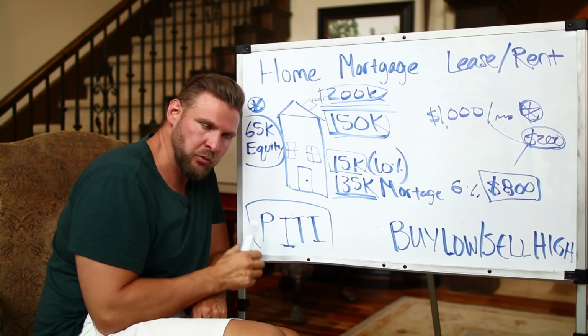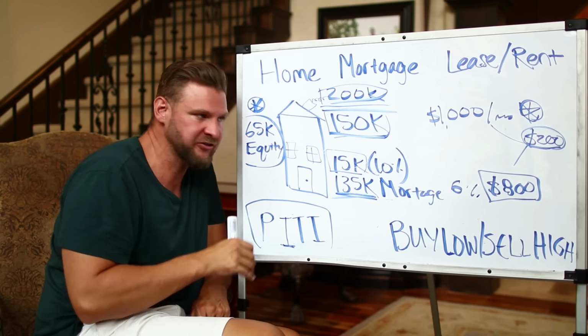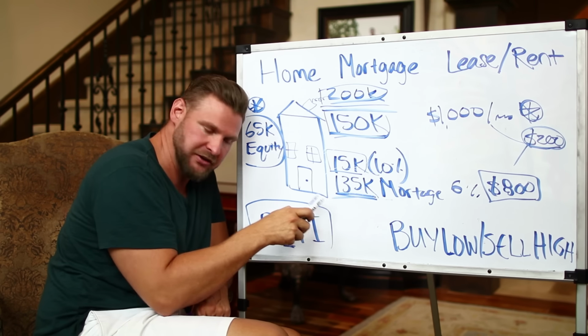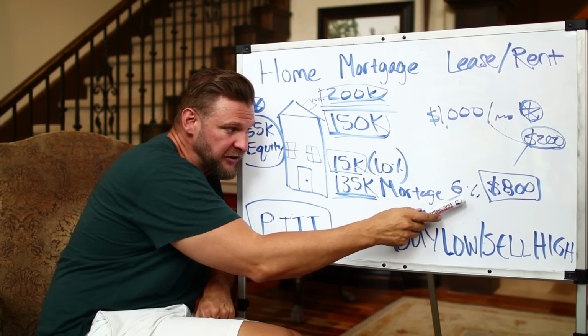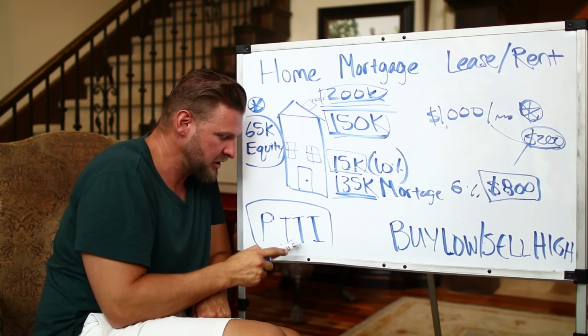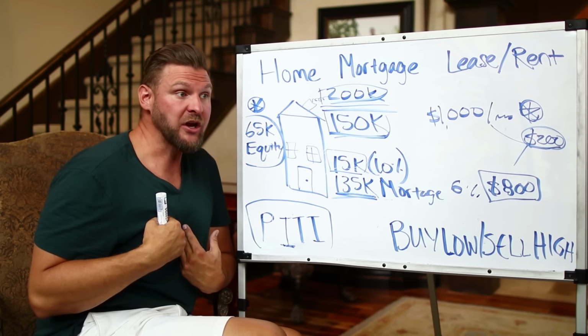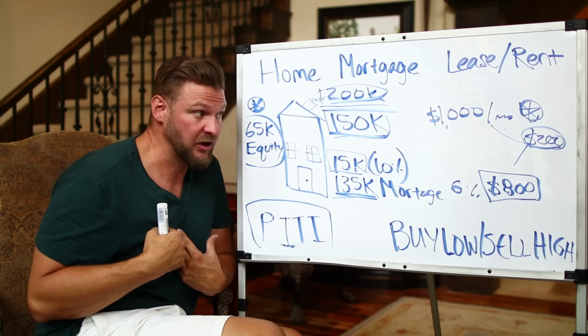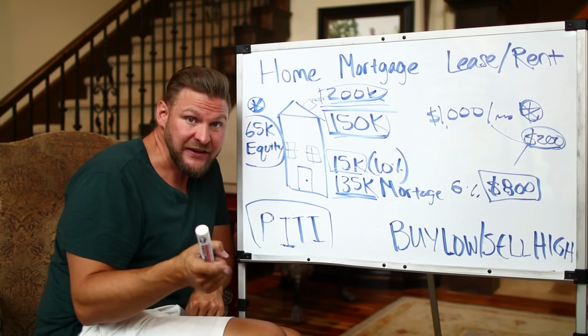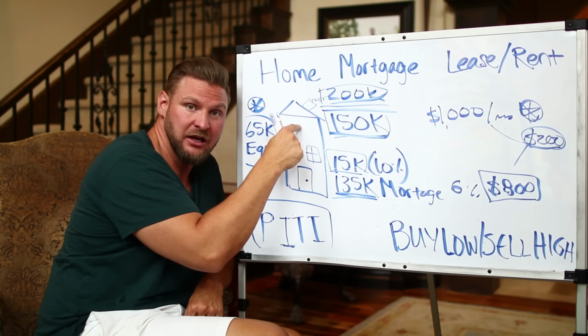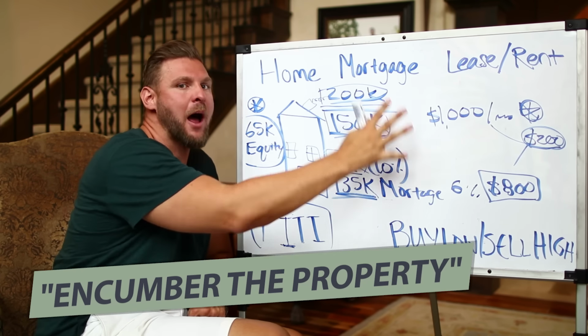So when you make a payment every month, a part of it goes to principal. That means paying off this $135,000. A part of it goes to interest because the bank's got to make money. A part of it has to go to taxes. They'll actually say, hey, we need to make sure you pay your taxes because if you don't, then the county will put a lien on this property and that will encumber the property.